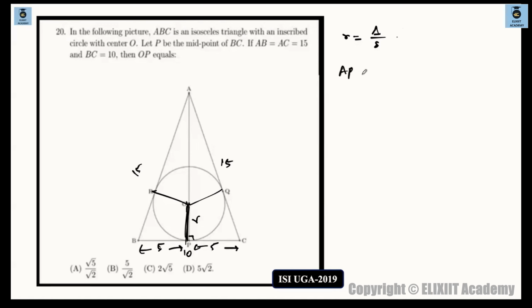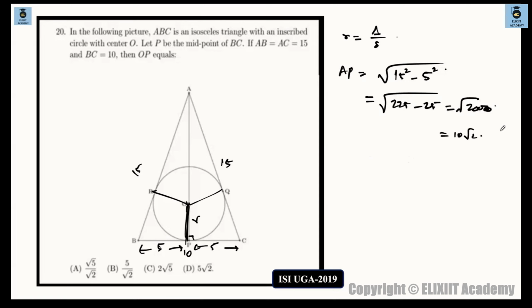AP is how much? AP will be root over of 15 square minus 5 square. ठीक है. अरे हाफ इंटू बेस इंटू हाइट करना है ना, तो फॉर द हाइट माने AP, तो AP कैन बी कैलकुलेटेड यूजिंग पाइथागोरस थ्योरम. सो दिस इज बेसिकली हाउ मच? रूट ओवर ऑफ 225 माइनस 25, मतलब रूट ओवर ऑफ 200. ठीक है, रूट ओवर ऑफ 200 बोलो तो 10 रूट 2.